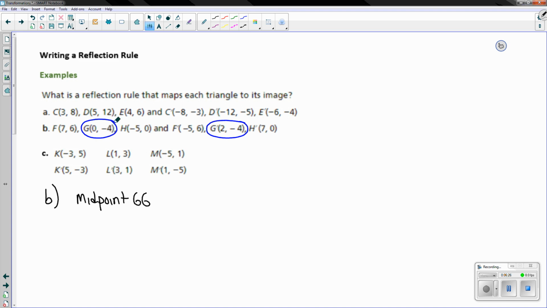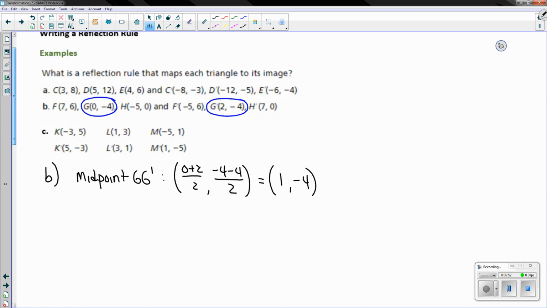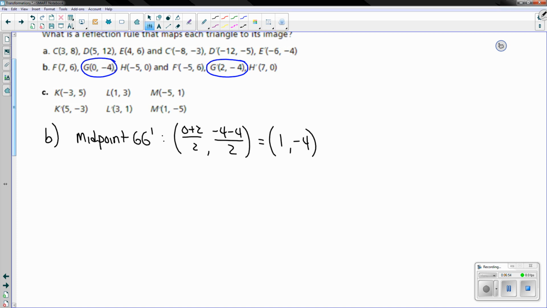So to calculate the midpoint of G G prime, when we average the x's, we're going to get 0 plus 2 over 2, and when we average the y's, negative 4 minus 4 over 2, we're going to get, as a result, 2 over 2, which is 1, and negative 8 over 2, which is negative 4. So the point that our line of reflection is going to pass through is 1, negative 4.